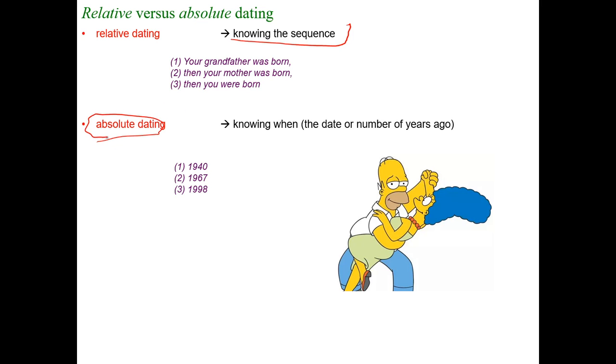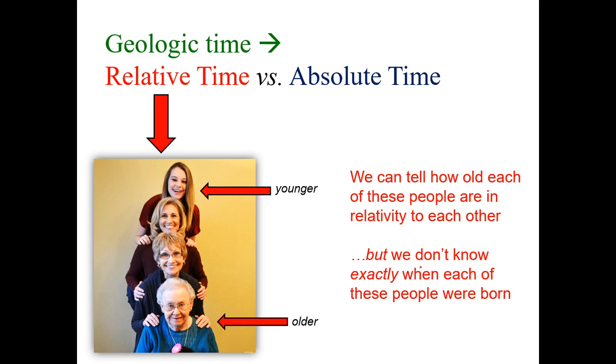Absolute dating is what we like. Absolute dating gives us actual ages for how old things are. So in terms of relative dating, if you look at this family photo, the grandma on the bottom, I guess she'd be great-grandma, is the oldest. The next grandma is next oldest, mom is second oldest, and then the daughter is the youngest. So that's relative dating. We know who's oldest and who's youngest.